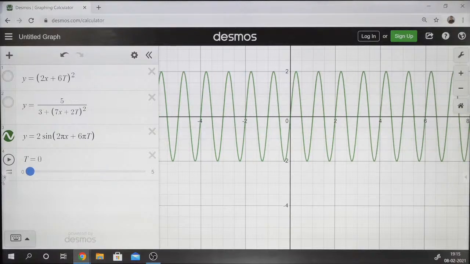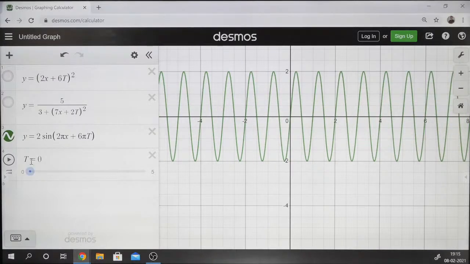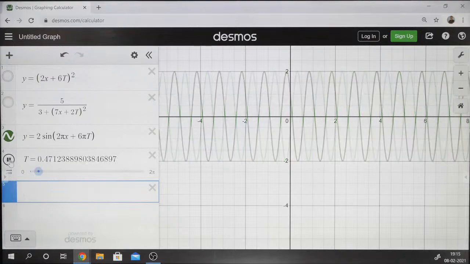Now let's see how the wave moves. It's a sine equation. Let's play this. Oh, it's going too fast. Okay, let me reduce the steps. Let me reduce the steps to 0.01 and let me make it go till 2 pi. Okay, maybe pi divided by, I don't know, 20 or something. So in the steps of pi by 20.